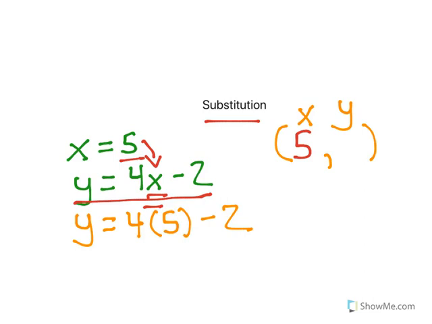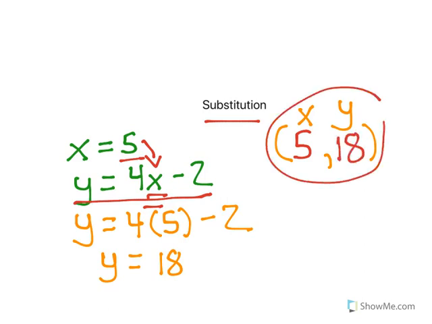Now from here, we're just going to try and solve this. You could use your calculator. Most of you probably don't even need to here. You're going to do 4 times 5, which is 20, minus 2, and you're going to see that y is equal to 18. So in here, I put my 18, and I have my answer. X is 5, y is 18. All right, let's try just one more to make sure we got this down.